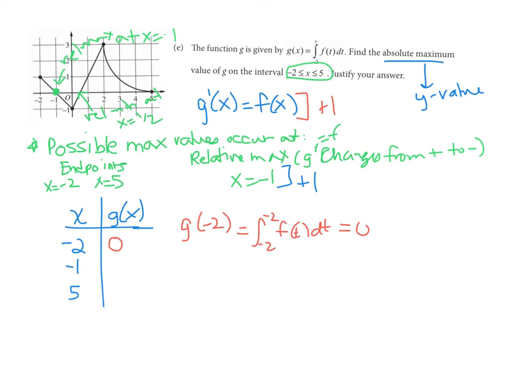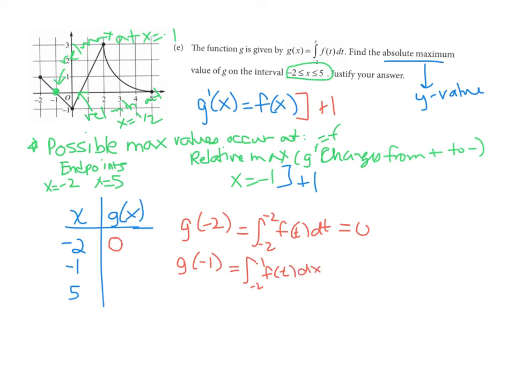This actually, 0 doesn't necessarily mean it's not an absolute max. For all we know, -1 and 5 could be negative, in which case this one actually would be the absolute maximum. So we don't need to discount it right away. So then for g of -1, that is going to be the integral from -2 to -1 of f.